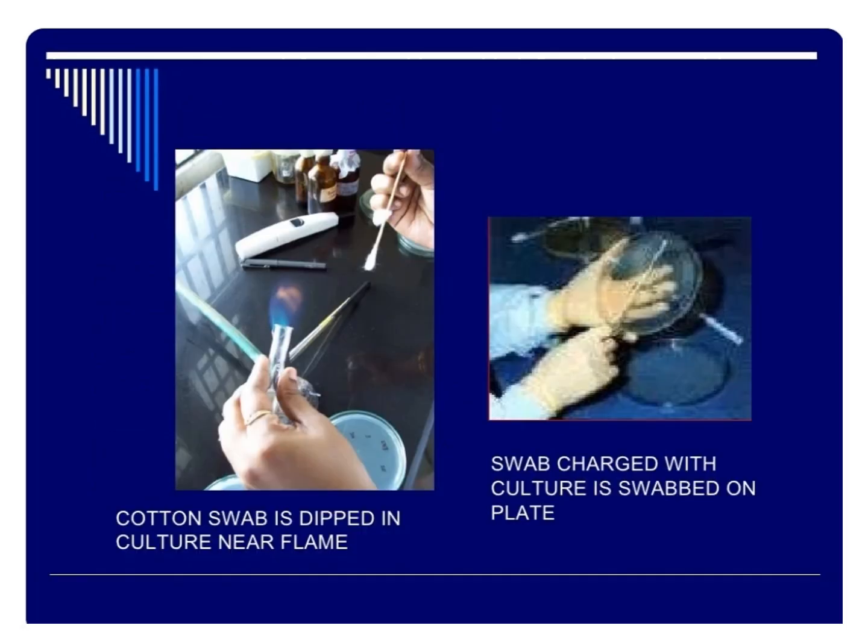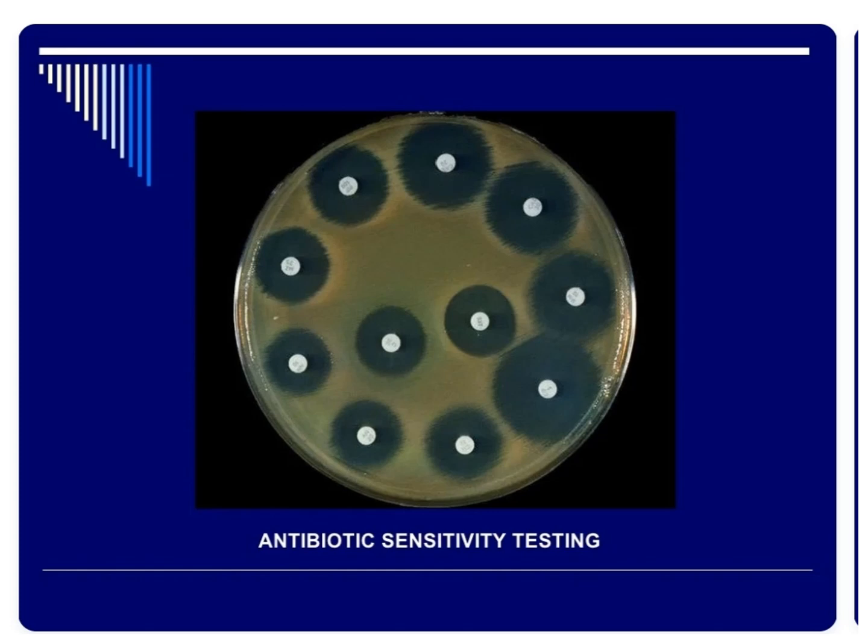In this method, a cotton swab is dipped in culture near a flame, then the swab with culture is spread on the plate. Here we can see the antibiotic sensitivity plate. This lawn culture is mainly used in antibiotic sensitivity assay.